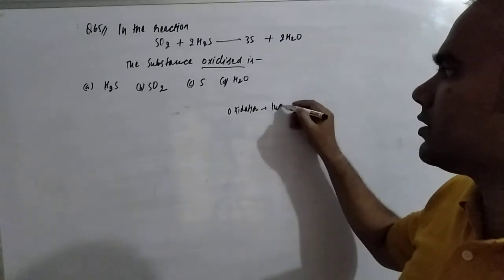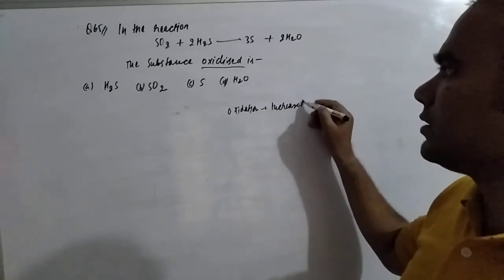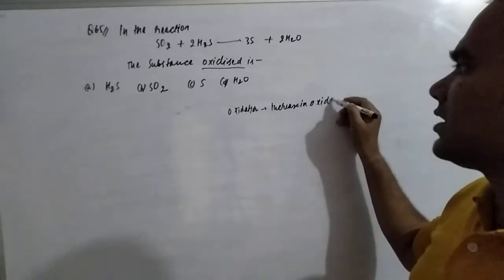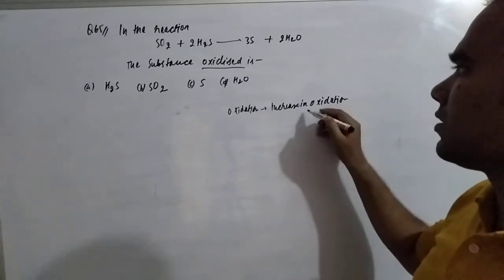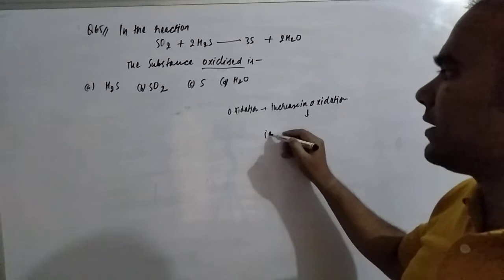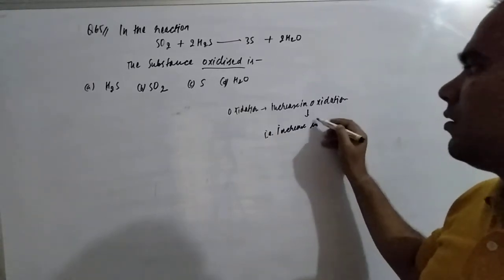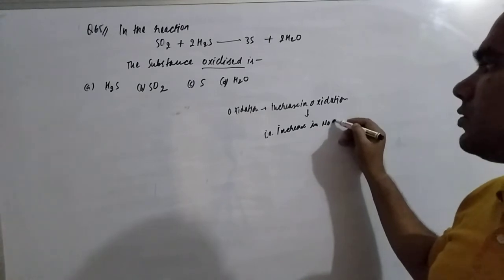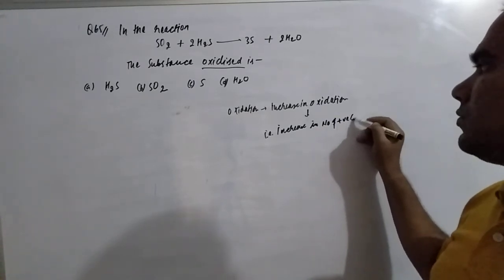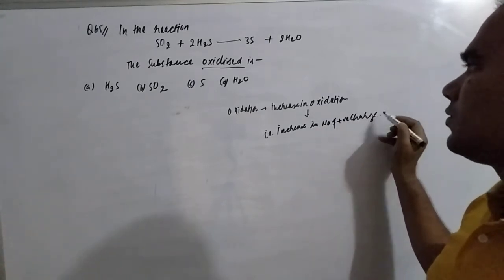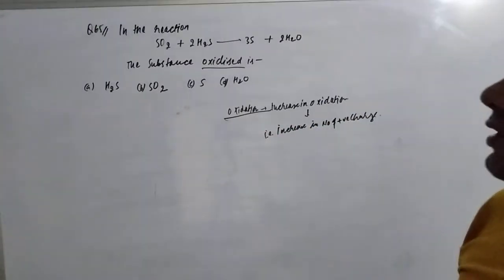Oxidation means an increase in oxidation number. What is the meaning of increase in oxidation number? Or you can say an increase in the number of positive charge. So dear student, you can calculate how to find the oxidized substance.